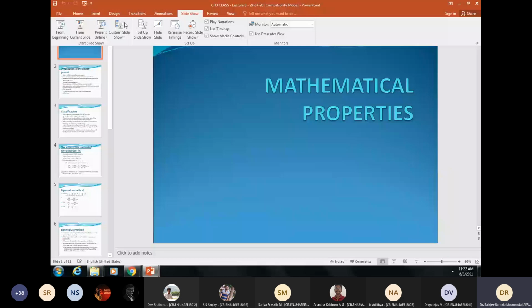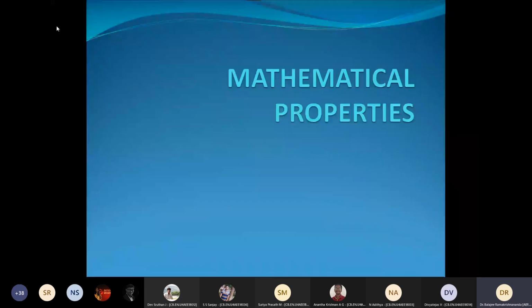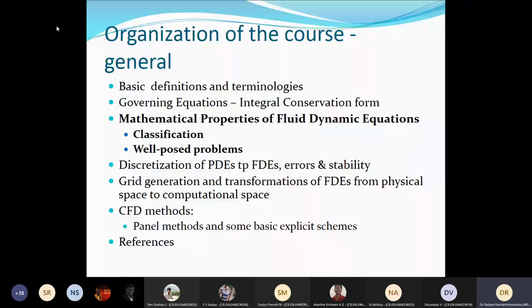So we have finished the first two. Don't worry that you're going too fast or something. Some of these are easy, so we will cover them fast. Some of these are complex, so we have to go slow. Errors and stability will take a long time. Generation transformation may take a long time. Basic schemes also may take a long time.